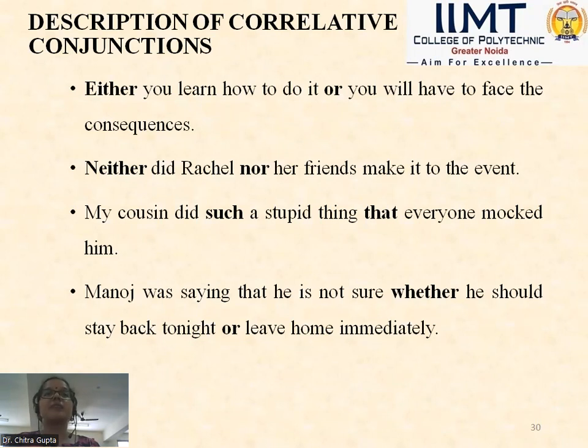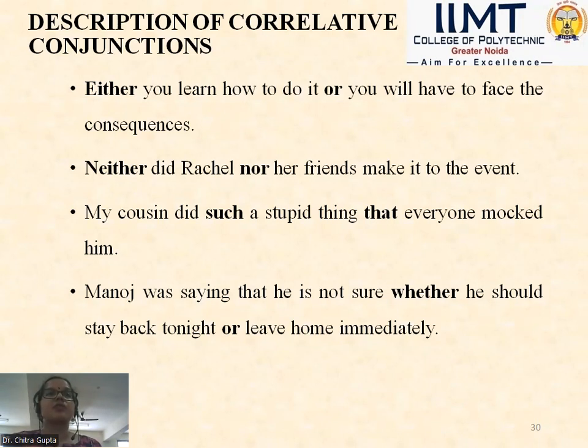Another one is, my cousin did such a stupid thing that everyone mocked him. If I remove one part of the sentence here, my cousin did such a stupid thing, the sentence becomes totally meaningless. So for the correlation between the two parts of the sentence, the correlative conjunction has been added. My cousin did such a stupid thing that everyone laughed at him, that everyone mocked him.